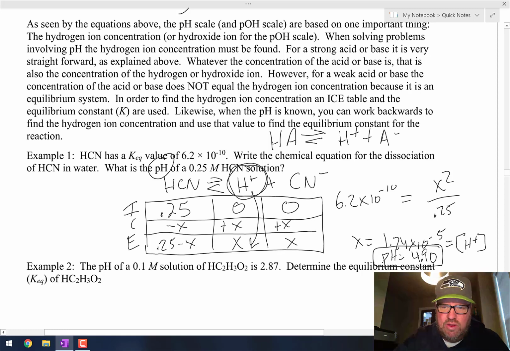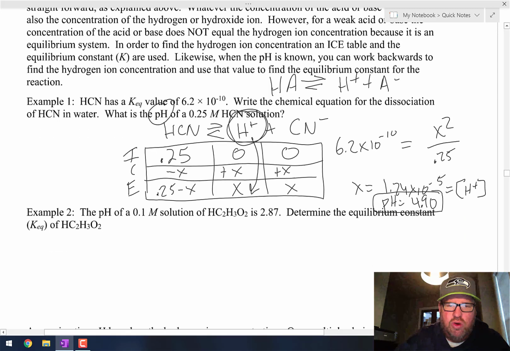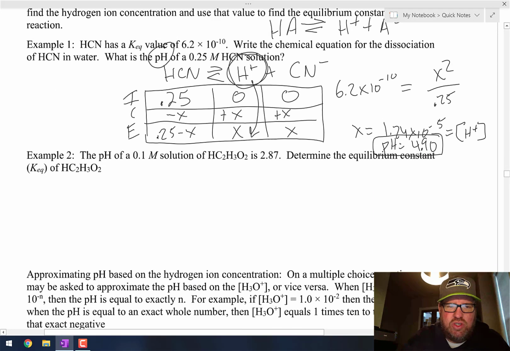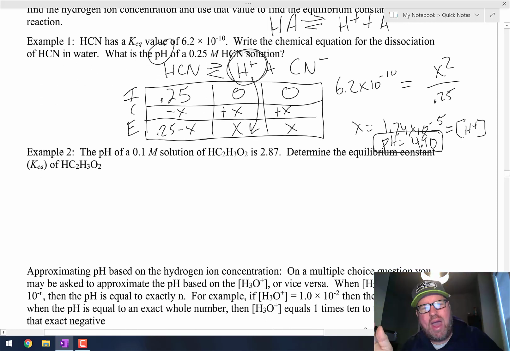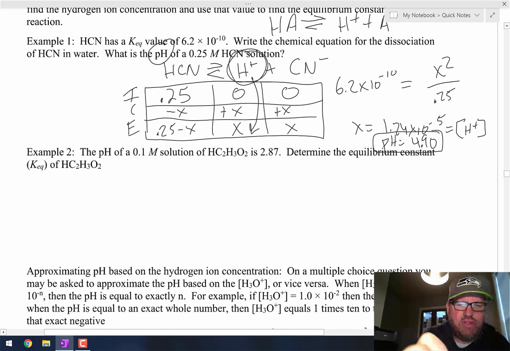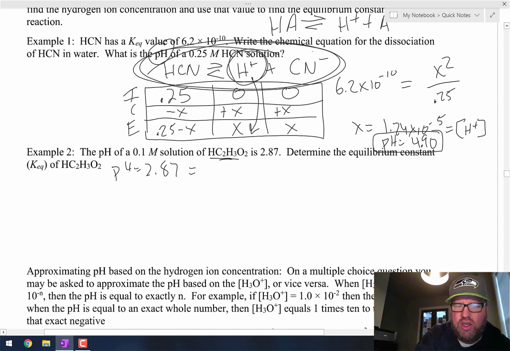And that's it. That's what you've got to be able to do with weak acid solutions. Now, we can also go backwards. In example 2, they give us the pH. So the pH of a 0.1 molar solution of acetic acid is 2.87. So if the pH equals 2.87, think about the overall equation here.